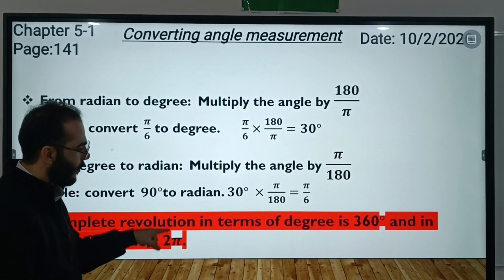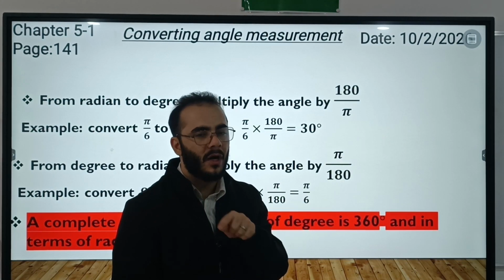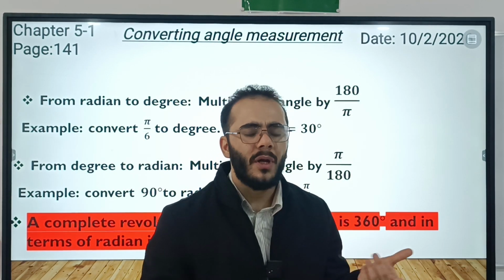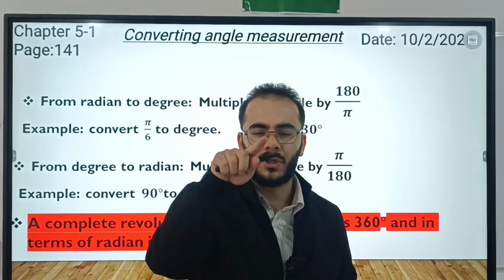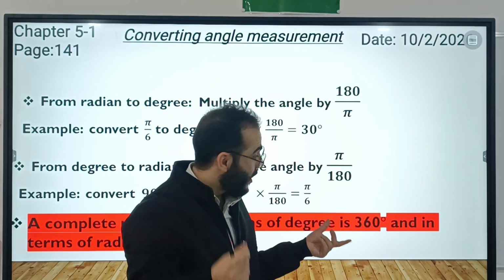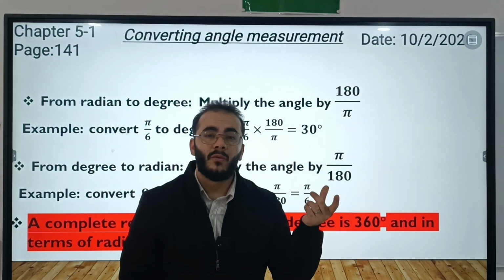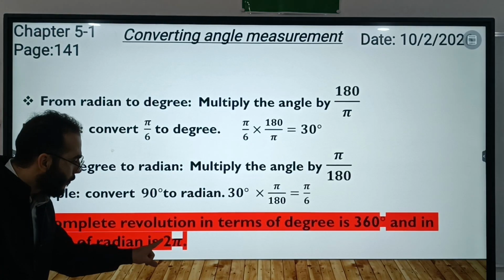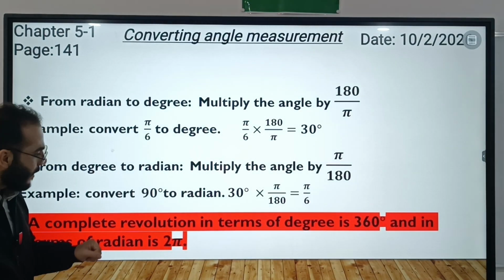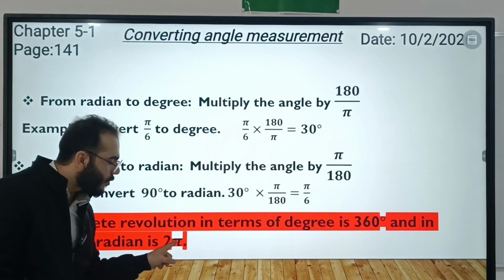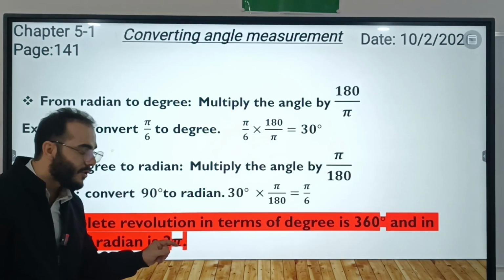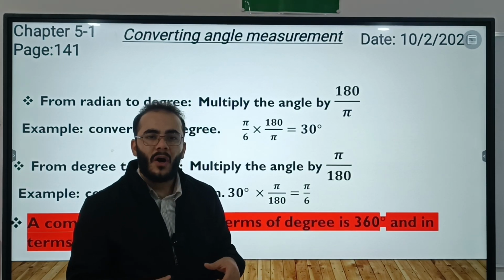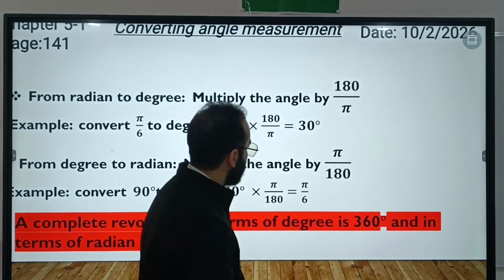It says that a complete revolution in terms of degree equals 360 degrees. Remember, recently we said that a full angle equals 360. Why? Because it was a complete revolution. Perfect. But in terms of radian, a complete revolution is 2 pi. Why? Remember in the beginning of the lesson we said that pi equals 180. So 2 times 180 equals what? 360. Right? So they actually are equal to each other. Perfect.